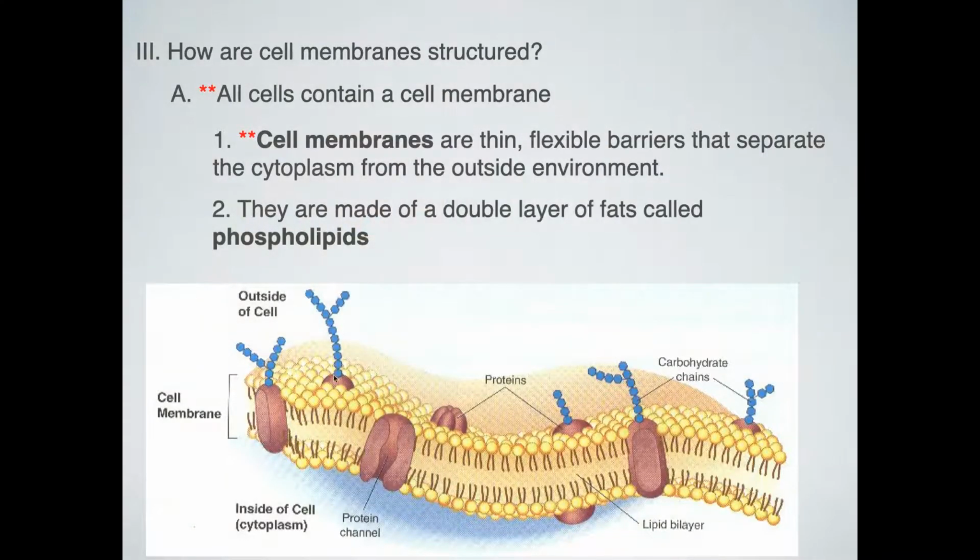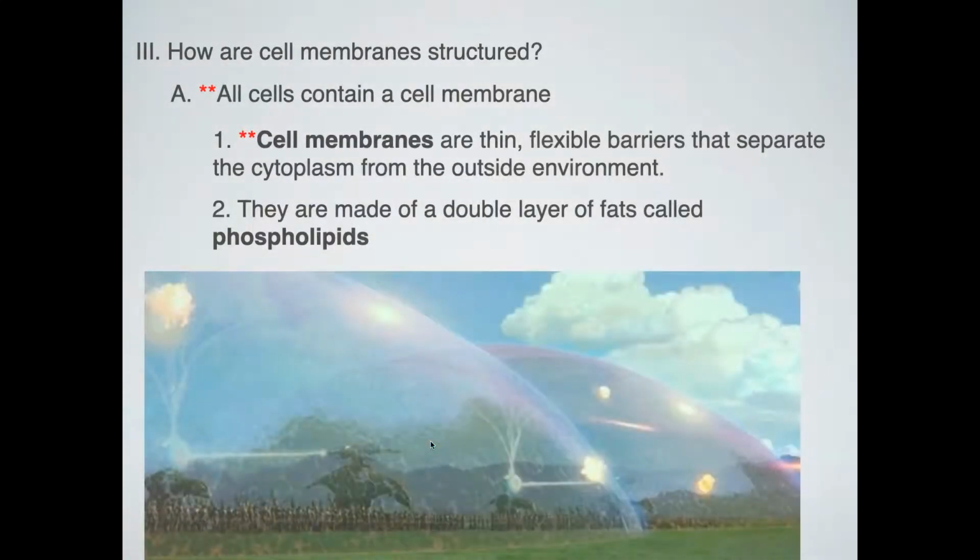And so, what is this kind of yellowy looking stuff? So, the cell membrane itself is made out of a double layer of fats that are called phospholipids. And you can think of those again as being like your protective barrier. And so, phospholipids are really super cool. If you put them in water, they will immediately repel the water and they will form a little bubble.